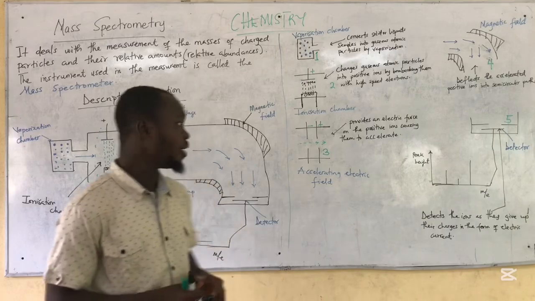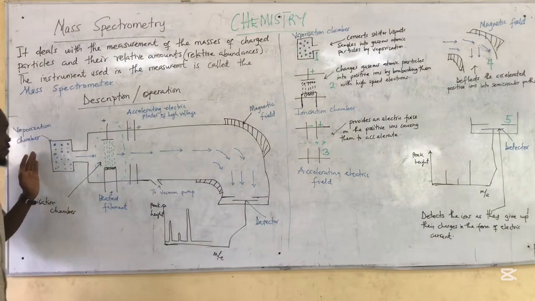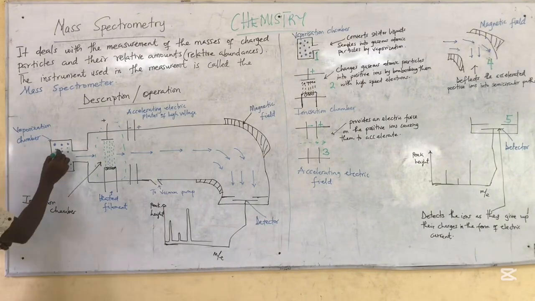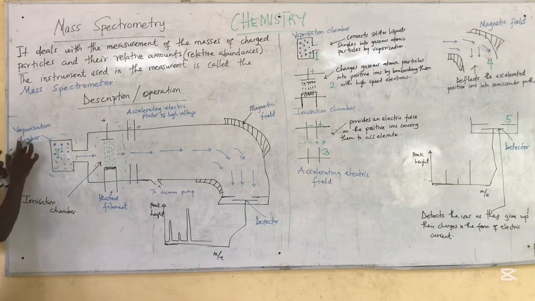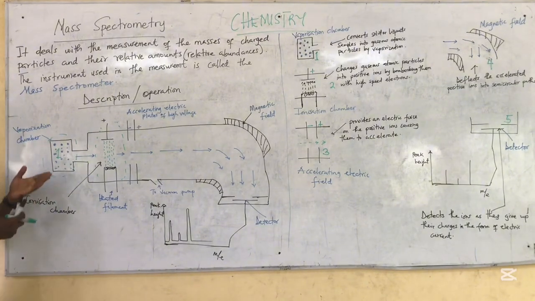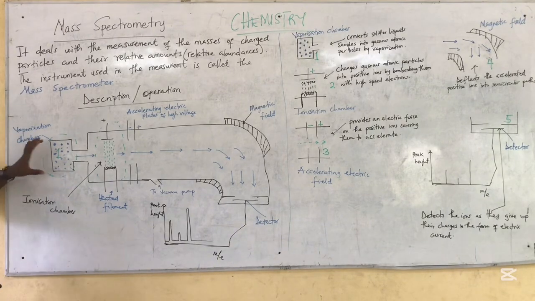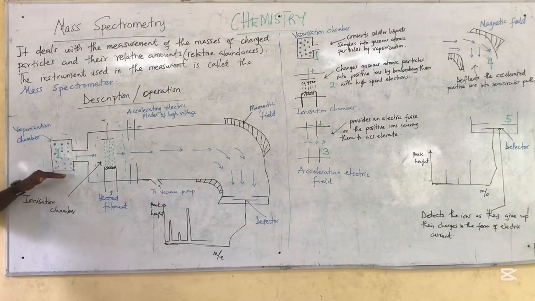Alright, so this is a diagram, a sketch of the mass spectrometer. Now let's go through the essential features of the mass spectrometer. First of all, I have here this area, which is known as the vaporization chamber. This is the first essential feature of a mass spectrometer.